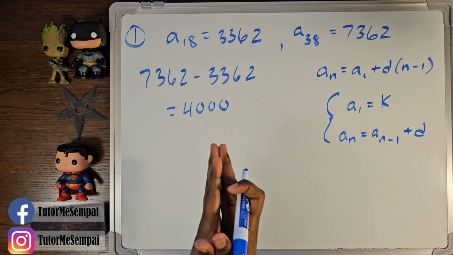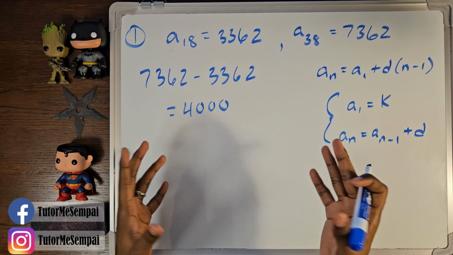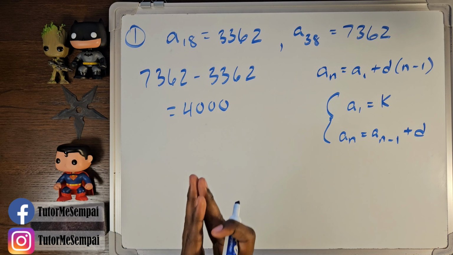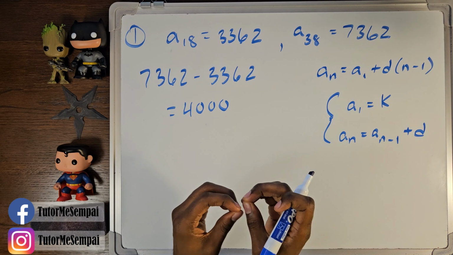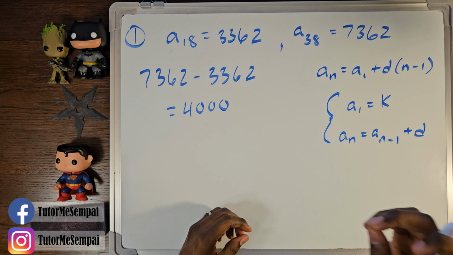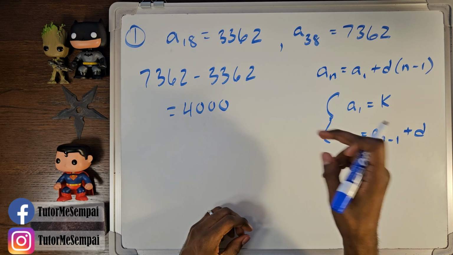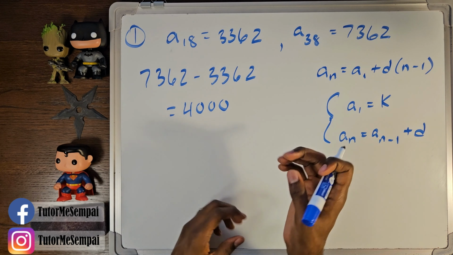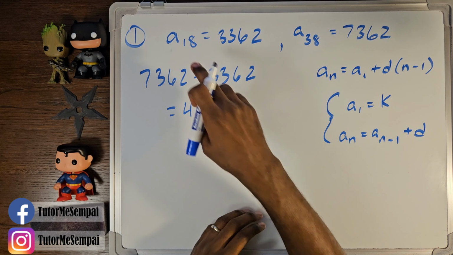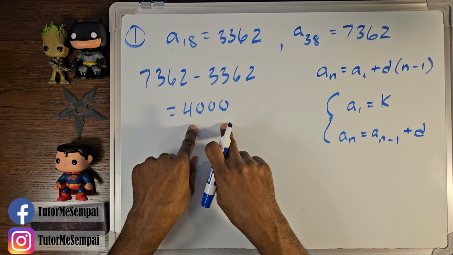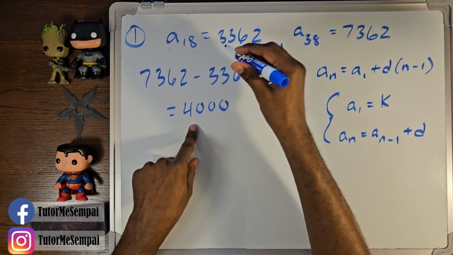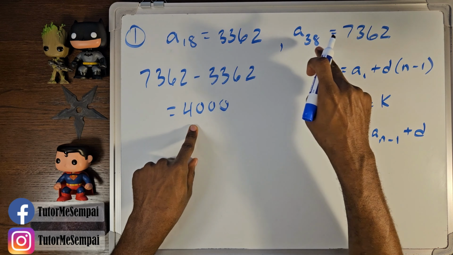But why do we want to subtract these 2 terms? Well, remember, this is an arithmetic sequence, and our arithmetic sequence means that we're going to be adding a fixed number to each term as you're going down the sequence. And if we're starting at 18 and we're ending at 38, we want to figure out the total value that was added to 18 to get here. And that's what this is. 4,000 is what we added totally as we're making our hops from 18 to 38.